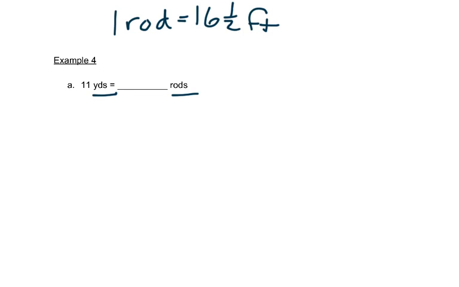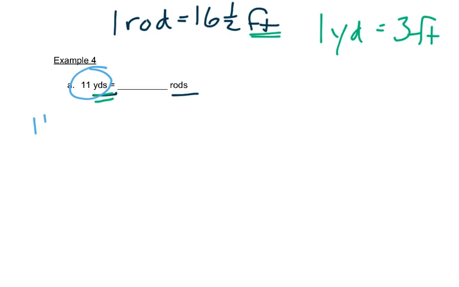Well, that's okay. If we can get from rods to feet, then we can just look for a way to get from feet to yards. And we know that 1 yard is equal to 3 feet. So let's use all of this. Again, we'll start with what we see, what we're given. We'll put it over 1.